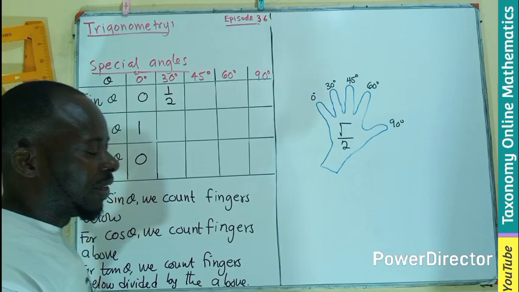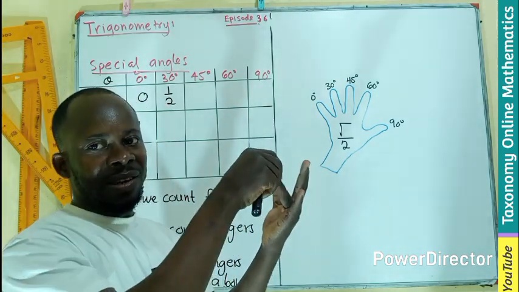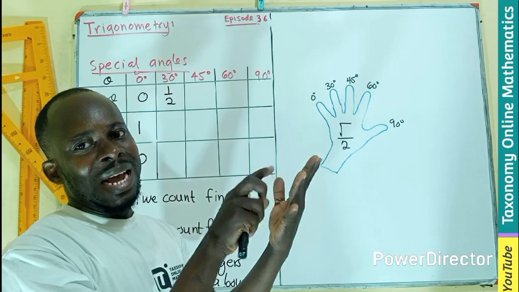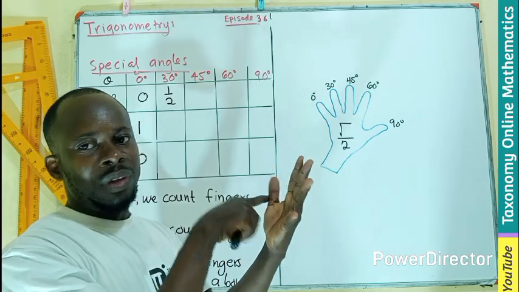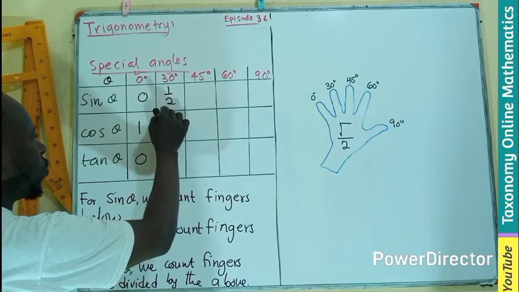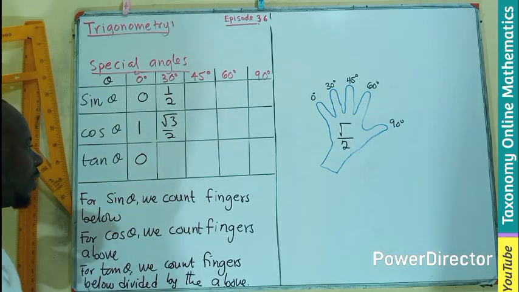How about cos 30? We are still here at 30. How many fingers do we have above the counted finger? 1, 2, 3. Root 3 divided by 2. So this gives me the root of 3 divided by 2.